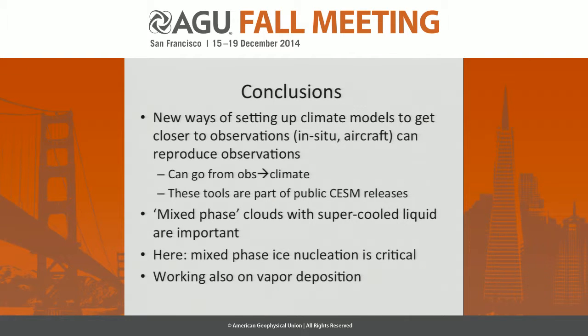So in summary, we have new ways of setting up climate models to get closer to observations. They actually work. We can go from detailed observations all the way up to climate in a process-based way. We can actually go to the specific microphysical processes in the individual cases. In this particular case, mixed phase clouds and supercooled liquid are important. That's consistent with a lot of the other models we've seen. And here we've seen some improvements, with the mixed phase ice nucleation being critical. Got some other experiments looking at vapor deposition. That's another critical process. That's another beer that somebody can buy me.